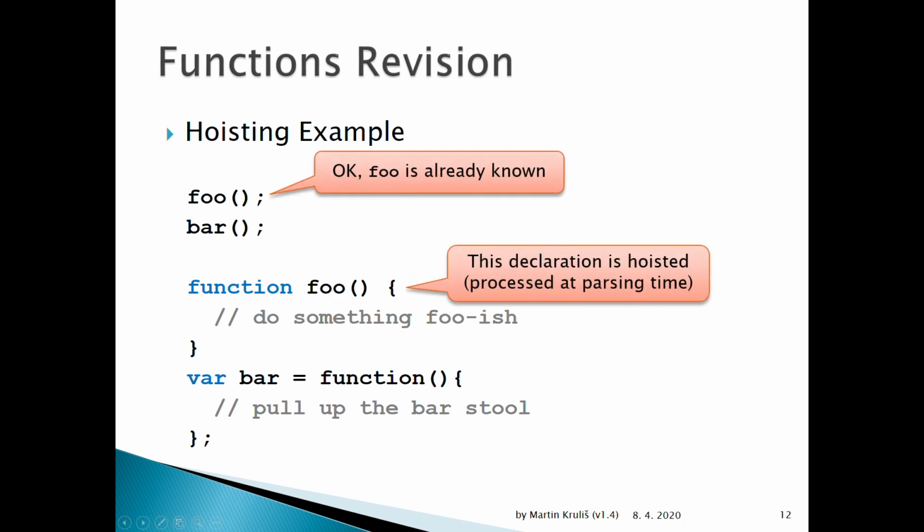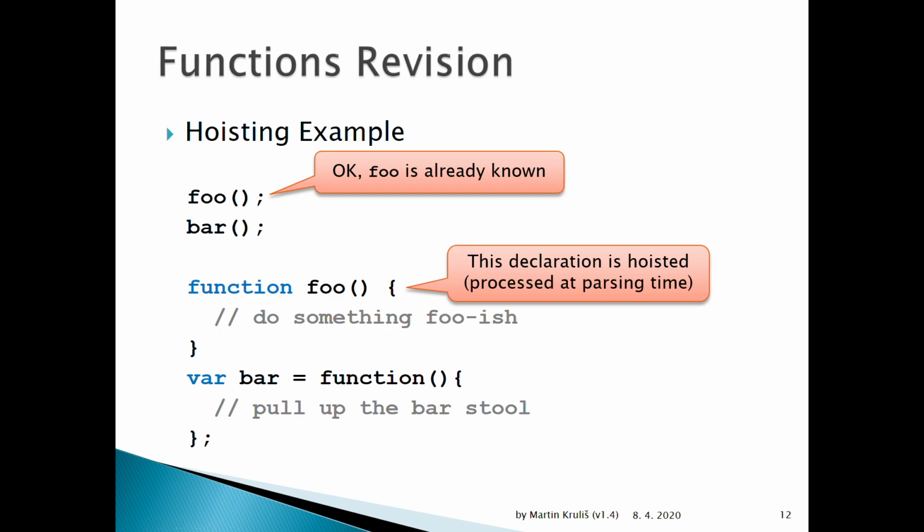Meaning, if this is the normal code, then calling foo over here, above the declaration of foo, will be okay, because before this code is executed, it's first parsed, and since these functions are hoisted, since these functions are processed at parsing time, foo exists over here, so it can be called without any restrictions.